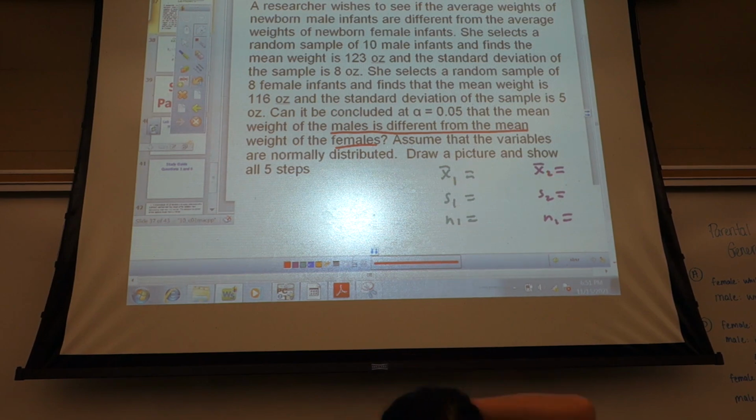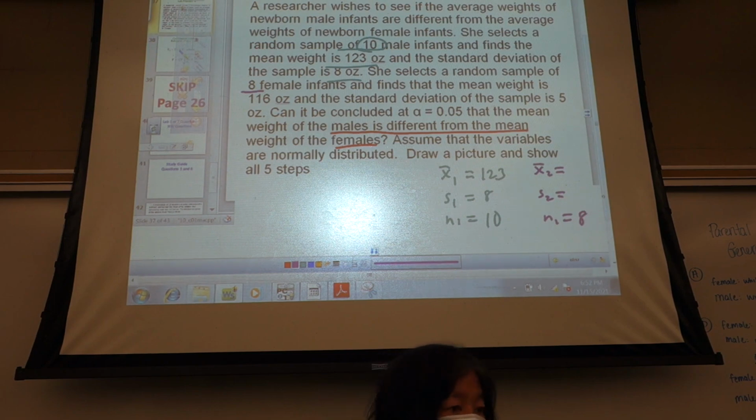All right. So here I'm going to do X bar 1. It's my males. I had a sample of 10 males. That's my N. Found the mean is 123. That's my X bar. And standard deviation of 8. Next one is females. There's 8 of them. Sample of 8. That's my N. N is your sample size. X bar is my mean, so 116. And S is 5.